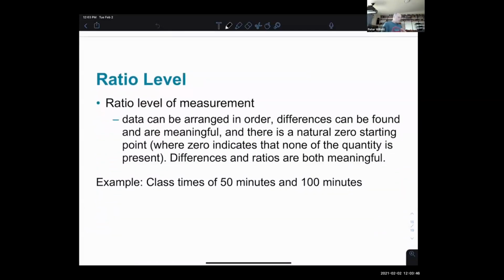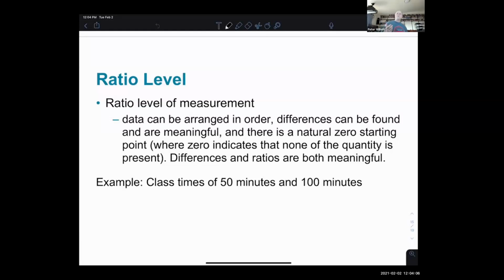Ratio can be arranged in order. Differences can be found and are meaningful. Those were the same for interval. And there is a natural zero starting point where 0 indicates that none of a quantity is present. Differences and ratios are both meaningful. So the example is class times of 50 minutes and 100 minutes.